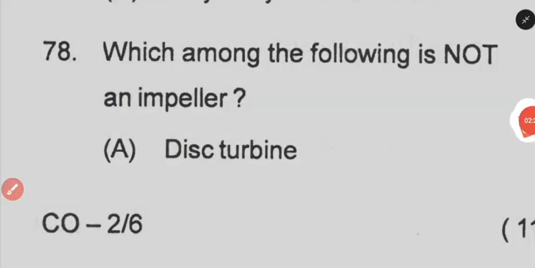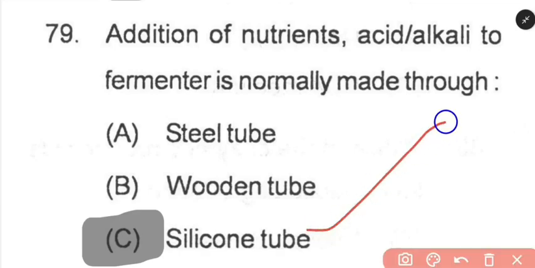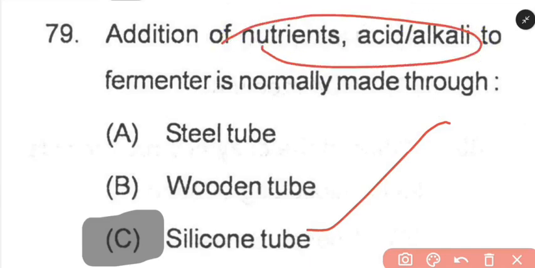Okay. Next question. 79. Addition of nutrients, acid or alkali to the fermenter is normally made through what? Silicon tubes. So we use silicon tubes to add nutrients or any acids or alkalis.